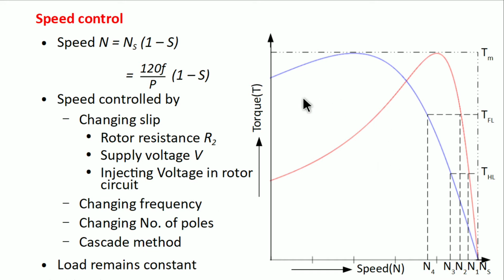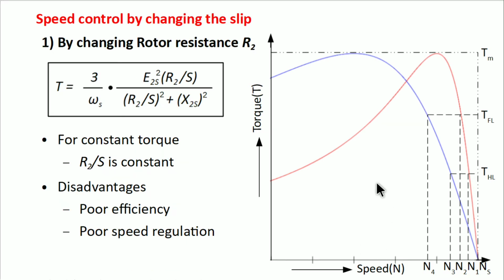So here are shown the speed torque curves of the motor. One is at maximum torque achieved at this slip, and the other at another value of slip. Two curves are shown here. So we will watch in the next slide the same diagram. The first method of changing slip, that is by changing the rotor resistance.